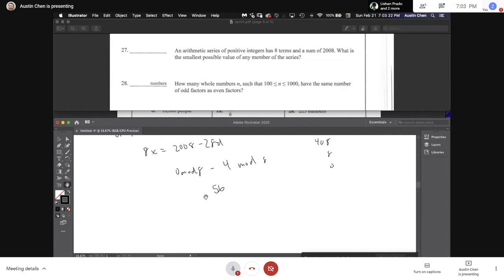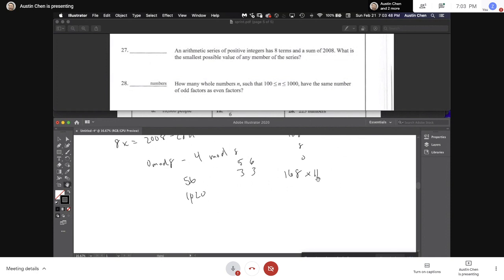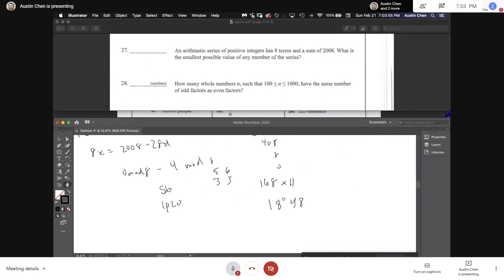Well, let's just think of an estimate. 20 is going to put this at like 1,120, so maybe it's going to be in the mid-30s range. Let's try 33. Okay, this is sprint, so we're going to need to be quick with this. So 56 times 33 is going to be 168 times 11. And then this is going to be 1848. We're a little bit short.